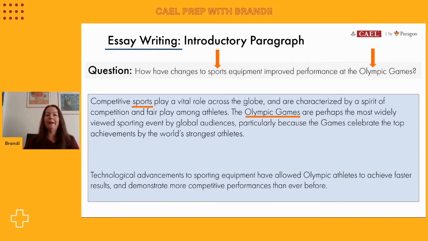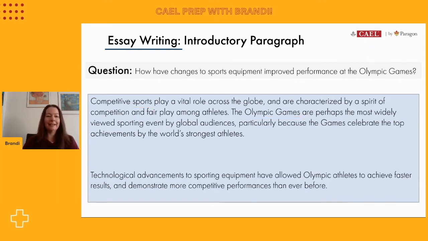So that's a very fine introduction, again, encompassing both the idea of sports and the Olympics. It's an overview to the topic of the question itself. It doesn't answer the question, but it's setting up the background context so that the reader understands what's about to come next as we further our discussion.